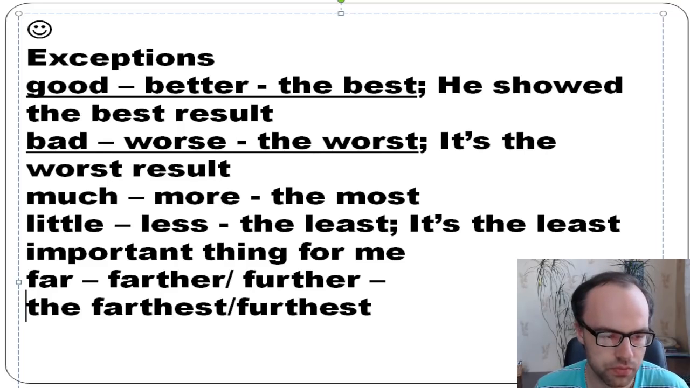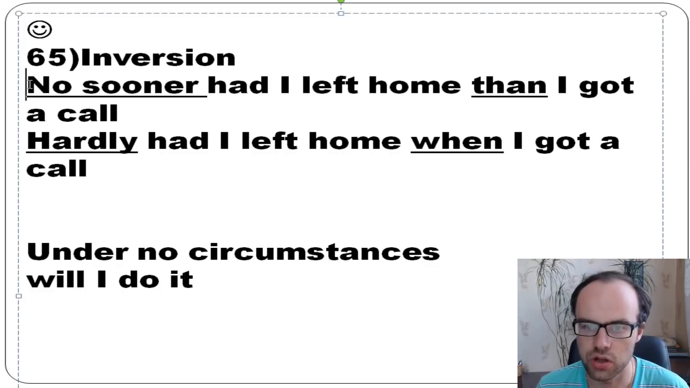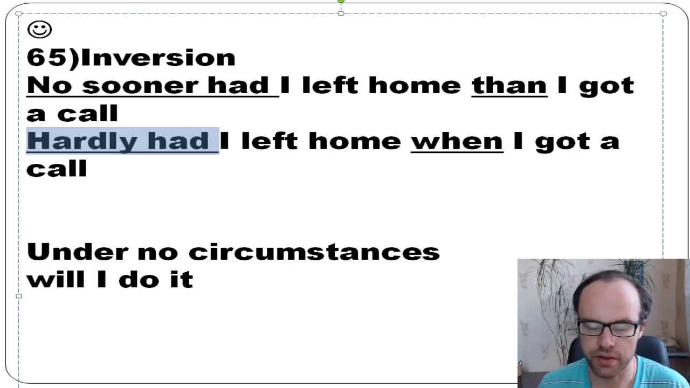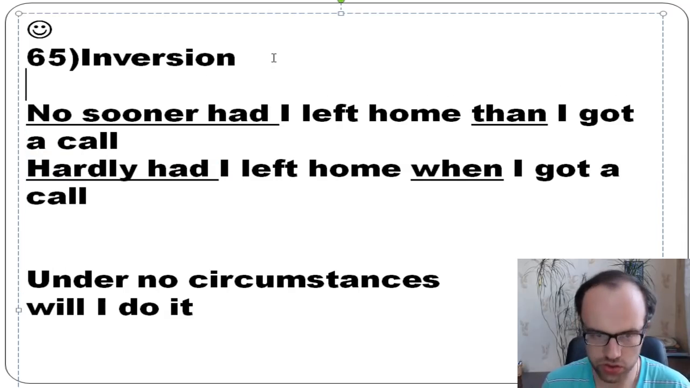Well, so let's talk about one difficult thing, which I think is for advanced inversion, okay? So you need to remember this structure, no sooner had plus than, and hardly had plus when. So these structures have the same idea. They mean the same. Look, no sooner had I left home. So how do you use this structure?